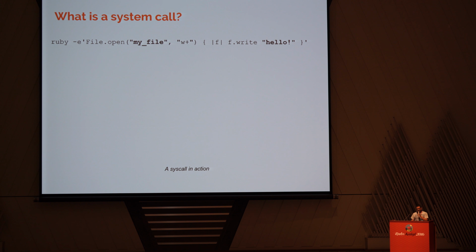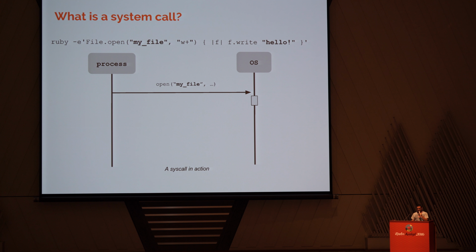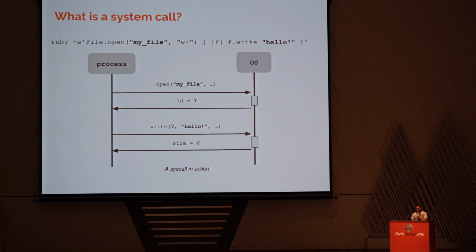So if we go back to that file, once again, it's a process. You have the OS. You use a system call to communicate to the OS that you want to open a file. The OS is going to respond with something. In this case, it's a file descriptor. You use that same file descriptor with another system call, which is write in that case. And the OS is going to say, yep, 6 bytes have been written.